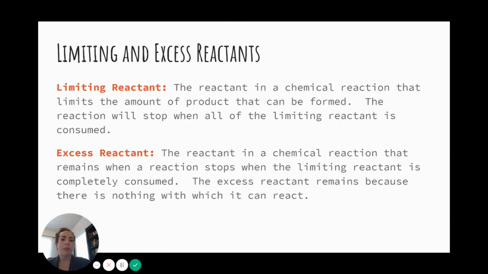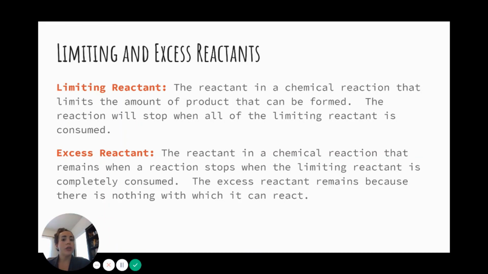So if we go back to our previous example and we think about that, every other ingredient was our excess reactant other than the flour. So what that means is that when I'm done mixing all my ingredients together, I have leftovers of everything else, and that is my excess reactant, where flour is limiting how much I have or how much I could create.